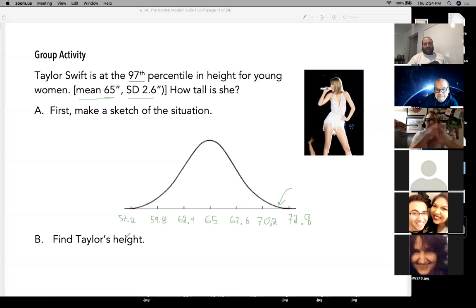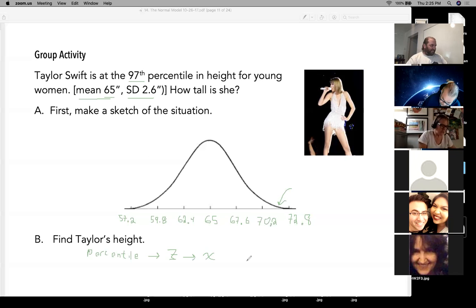So let's actually find her height. To do that, we got to go from the percentile. So we got to start with the percentile, which was given. From the percentile, we're going to calculate her z-score. And then from the z-score, we're going to calculate her actual height, x.